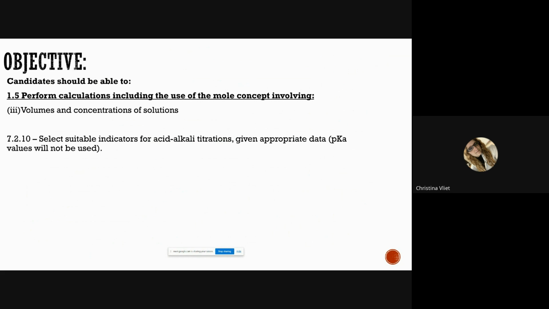We're gonna talk about what is a titration, what we'll be doing here, but let's take a look at the actual learning objectives.